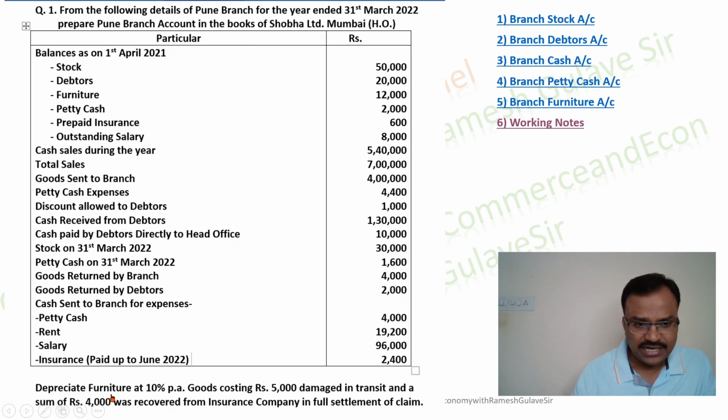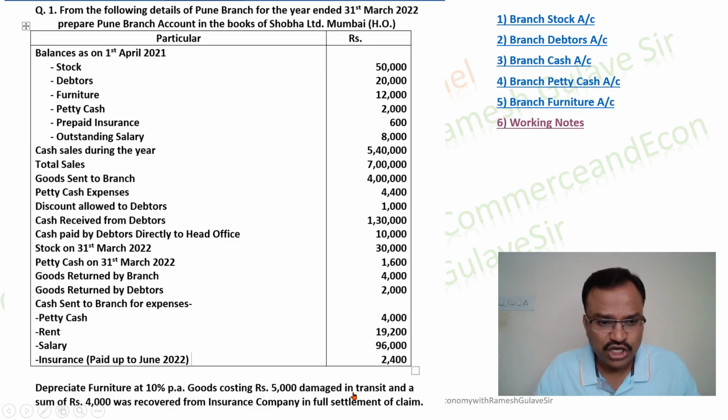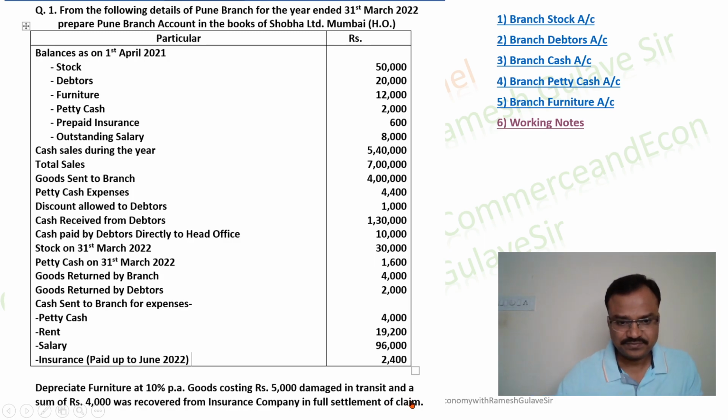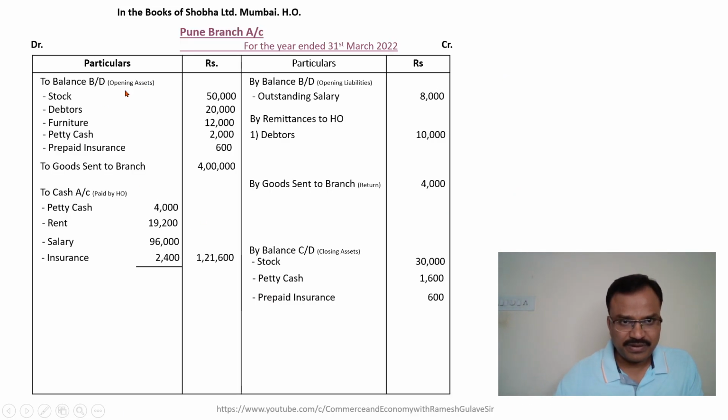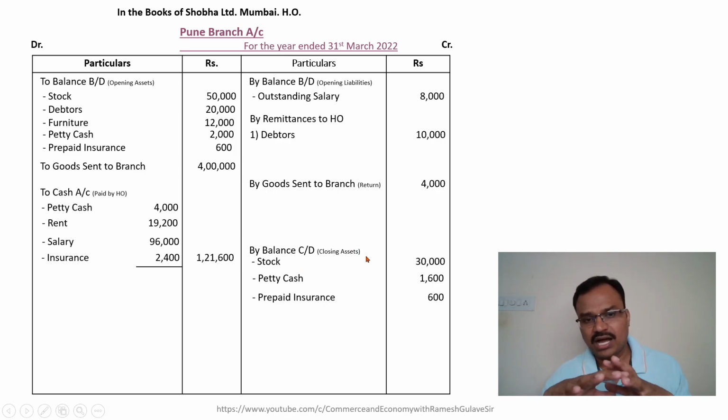Right. Now let us see, in the additional information, there are adjustments. The first point says depreciate furniture at 10% per annum, and next is goods costing rupees 5,000 damaged in transit and a sum of rupees 4,000 was recovered from the insurance company in full settlement of claim. See friends, this additional information says we have to depreciate furniture at 10%. In the branch account, we have recorded the opening balance of furniture, which is 12,000. Now, we have to calculate the closing balance of furniture, because it is necessary in the branch account to record the amount of closing assets.